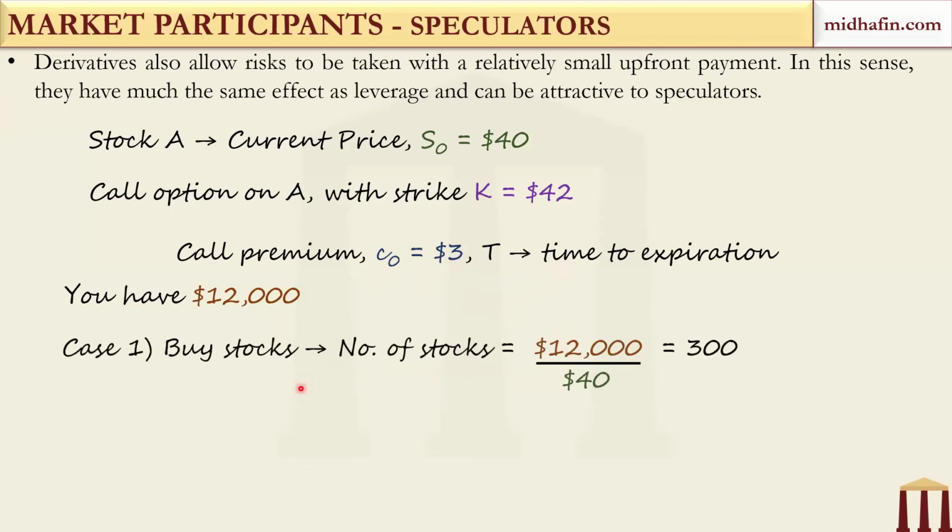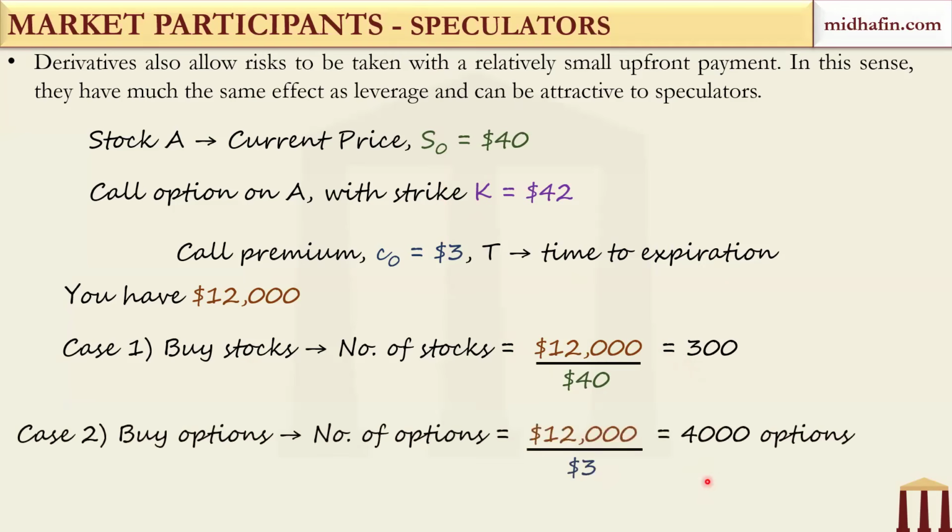First choice is to buy stocks. So using $12,000, you can buy 300 stocks, correct? Agreed? Let's be active. Even for obvious questions, just say yes. Is it okay? 300 stocks you'll be able to buy using these $12,000. Okay, how many options will you be able to buy? Let's say you invest all of your money in buying options. How many options can you buy? 4,000. Perfect, 4,000 options.